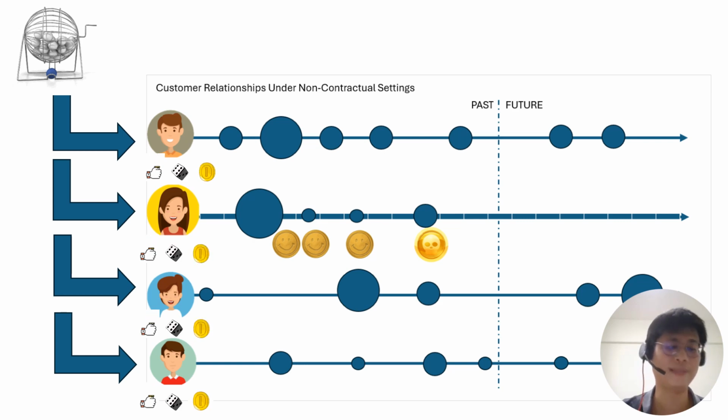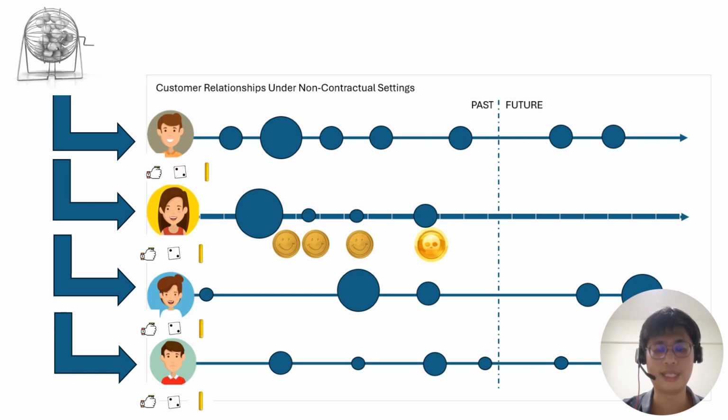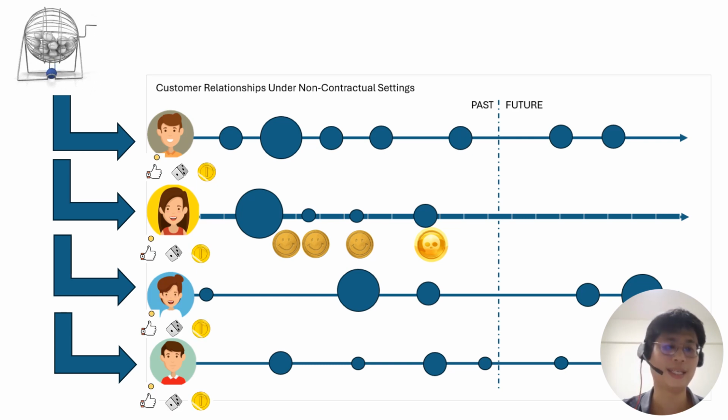And in this way, you have slightly different behaviors for every customer, but you also have a macro level population behavior that describes all your customers at once. And this is the concept behind how buy till you die models work.